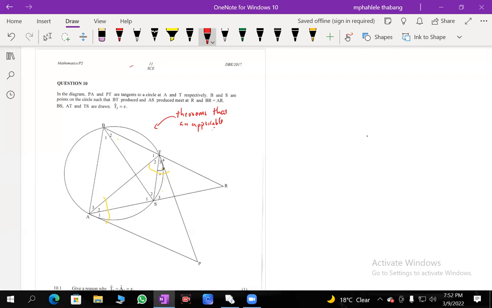Tan chord, X, B2, X again. We want tan chord. Then A is equal to X, also equal to X, angles in the same segment.